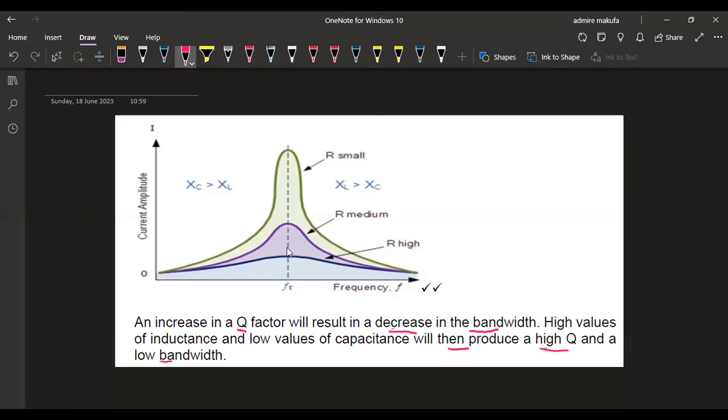As we can see from our diagram, we have the amplitude of the current, which is our current in amperes, and then the frequency, and the resonant frequency is in between at the peak here. That is where we've got our resonant frequency. Also to label, on this side our inductive reactance is greater than the capacitive reactance, and on the other side our capacitive reactance is greater than the inductive reactance. All right, so this is the diagram and explanation that we need.